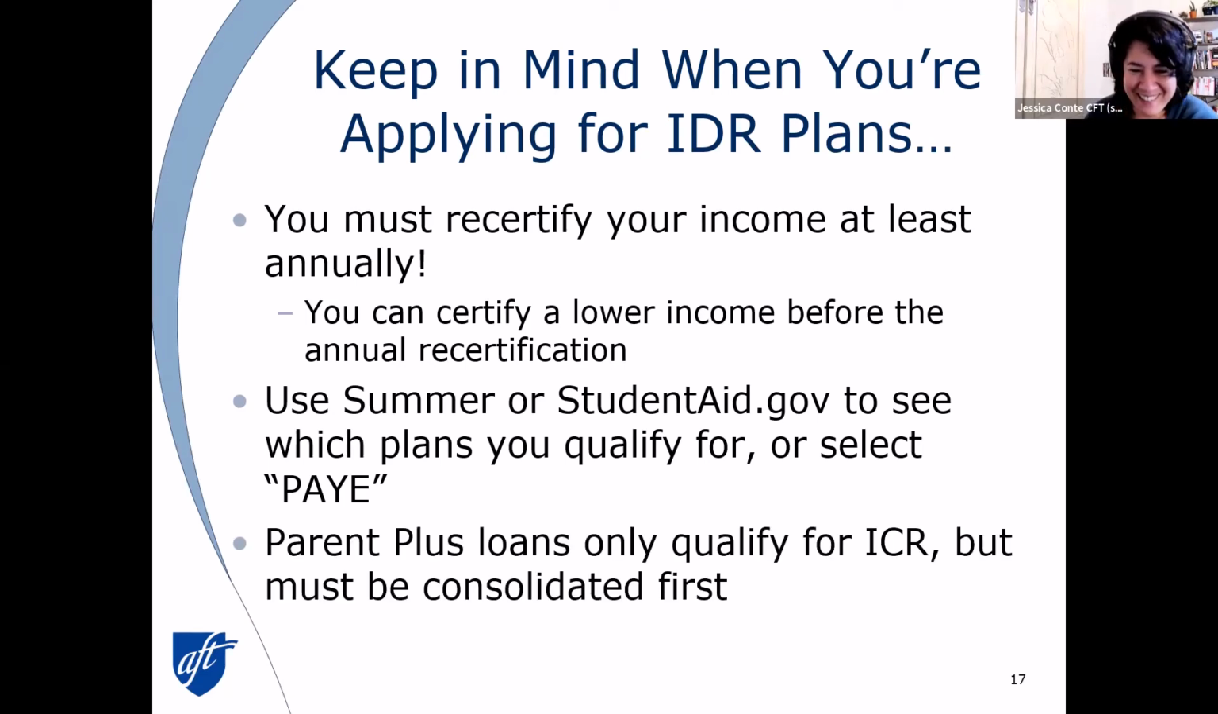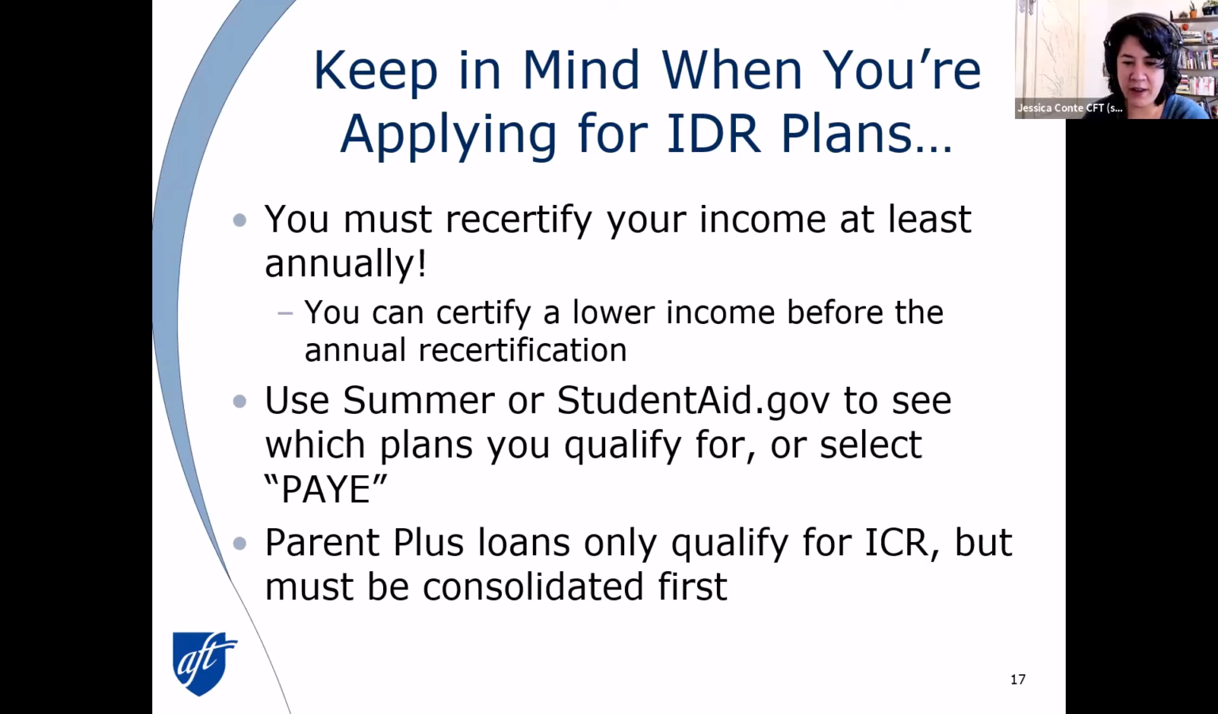Okay. Third, Parent PLUS loans are only eligible for income contingent repayment, but you must have a Direct Consolidation first. Parent PLUS loans are excluded from most benefits provided by the federal government, but if you consolidate these loans, you will be eligible to enroll in income contingent repayment and public service loan forgiveness.